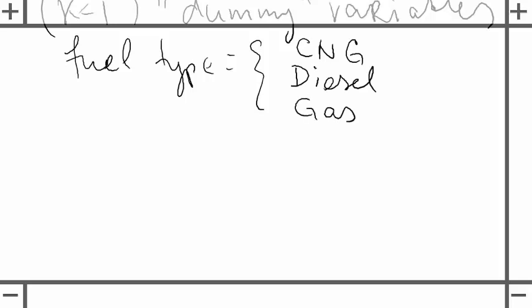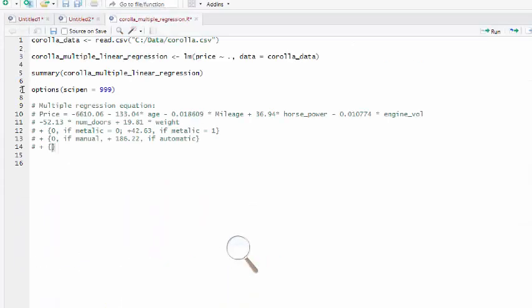So here is how we can include the variable fuel type, this variable right here, okay, in our model. So again, the base or reference level is the one that comes first, either numerically or alphabetically, right? So CNG, diesel, and gas. Which one comes first alphabetically?